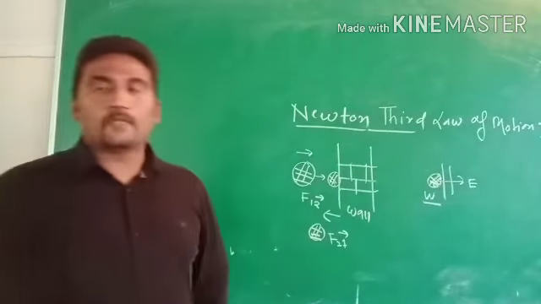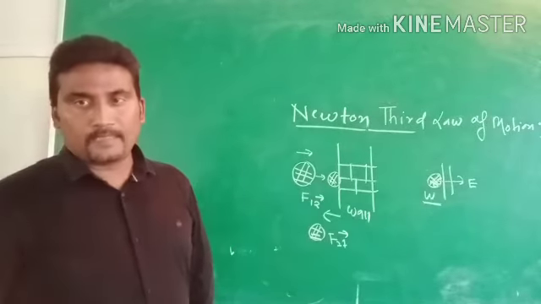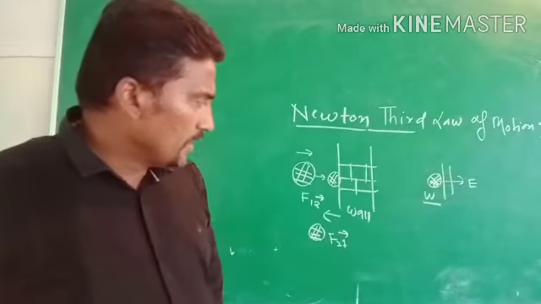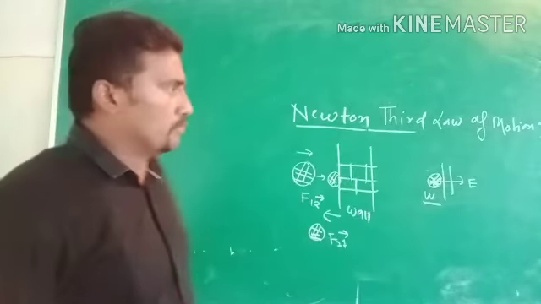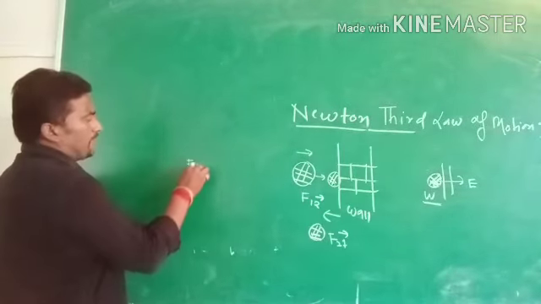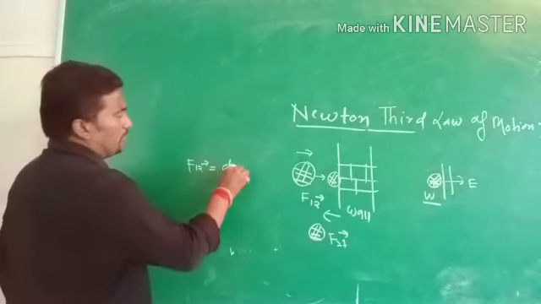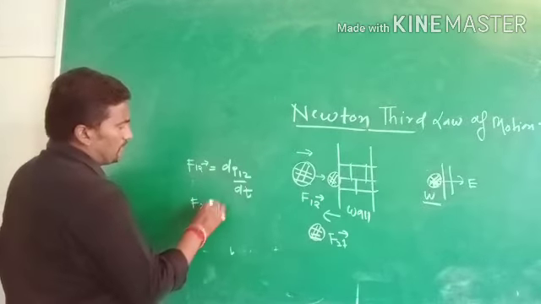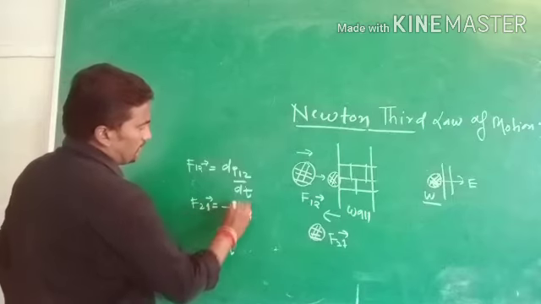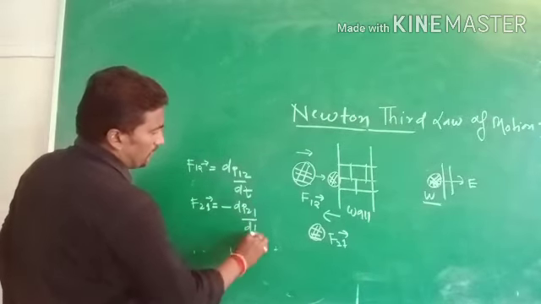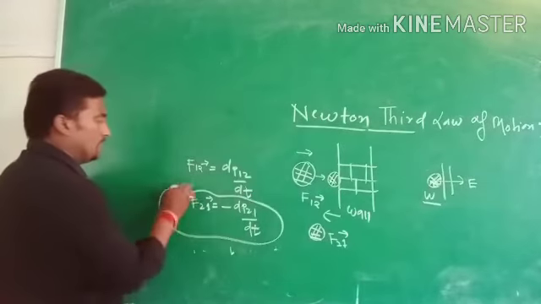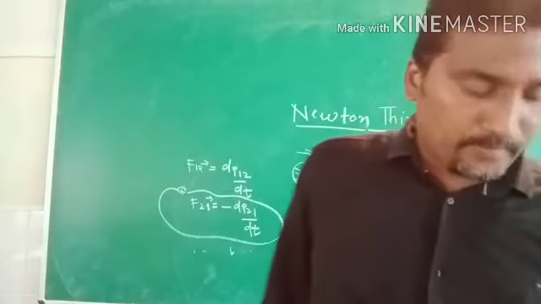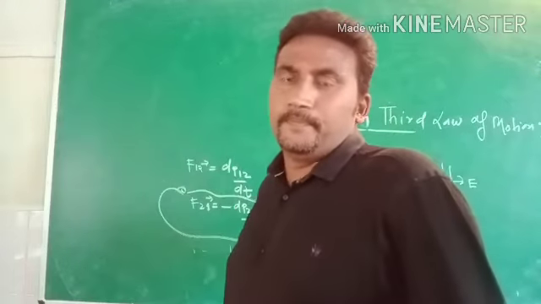An equal amount of force is applied, but the direction is opposite, and it also follows Newton's third law of motion. It is mathematically represented in the form of calculus as vector F12 equal to dp12 upon dt, and F21 equal to minus dp21 upon dt. We observe many examples of Newton's third law.